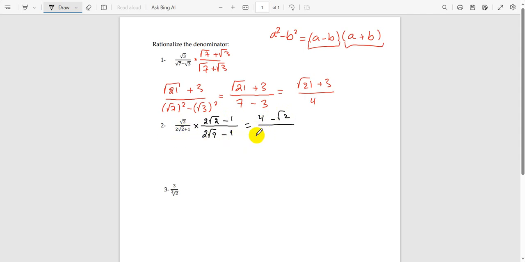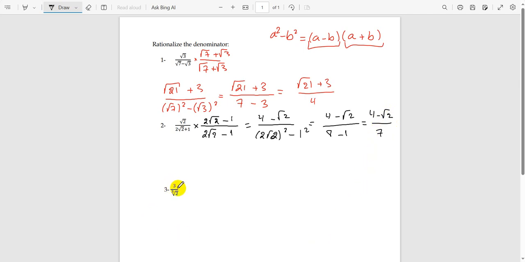So the result will be directly a squared minus b squared, which is 4 minus radical 2 over the square of this number, which will be 4 times 2, which is 8, minus 1, and it will be 4 minus radical 2 over 7.